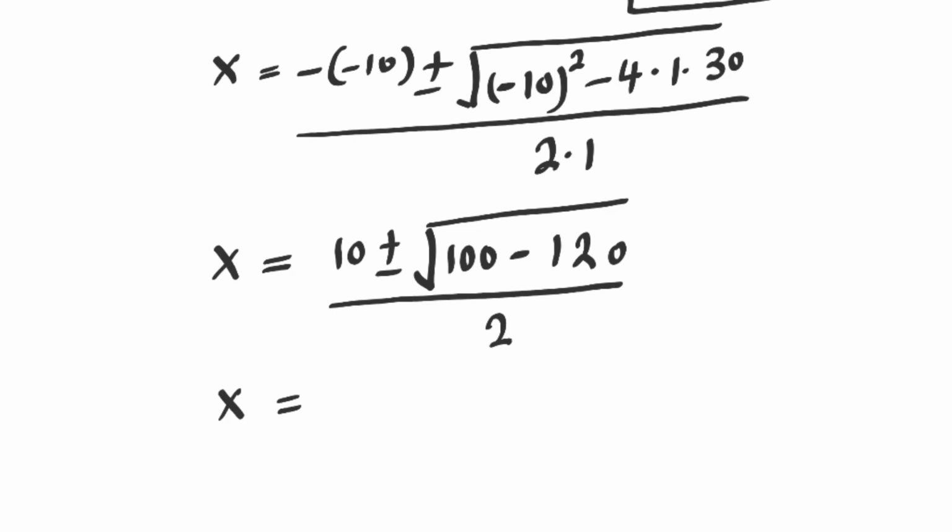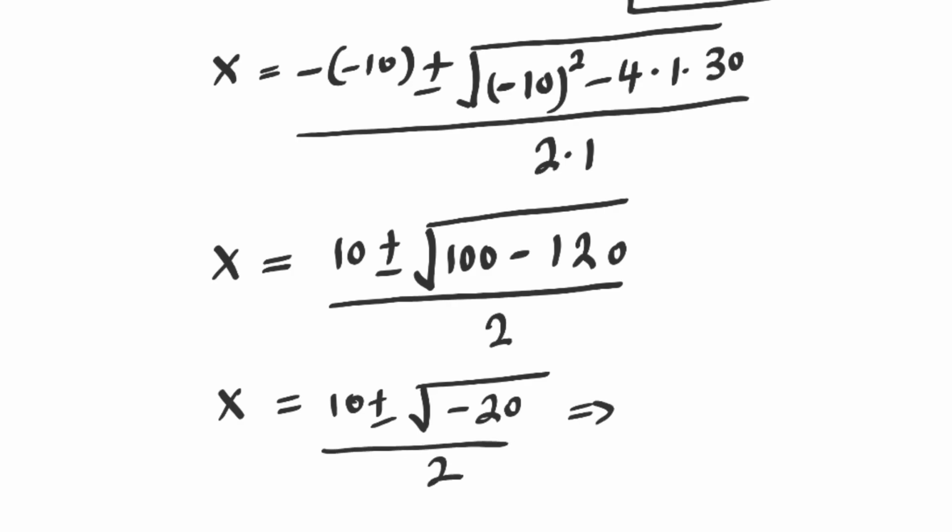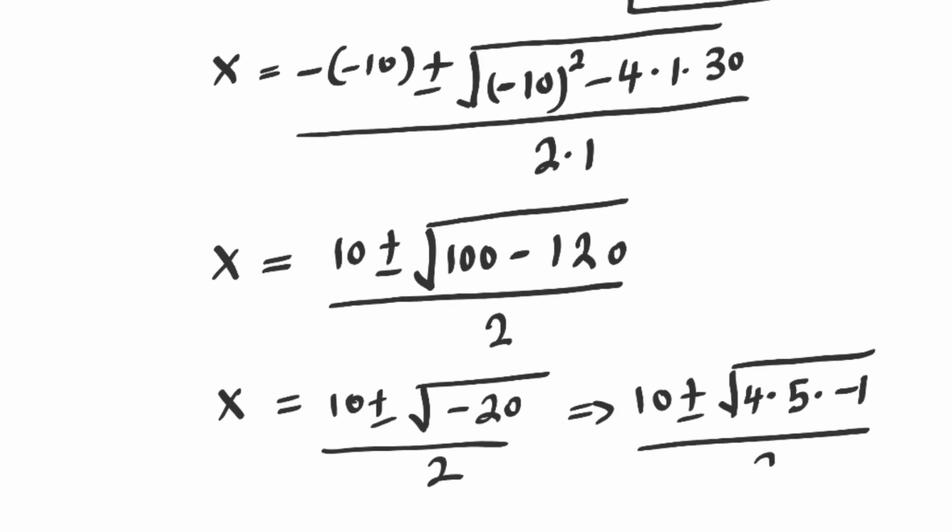x is equal to 10 plus or minus square root of 100 minus 120. This is minus 20 over 2. This is same thing as 10 plus or minus square root of minus 20, which can be written as square root of 4 multiplied by 5 multiplied by minus 1, over 2.